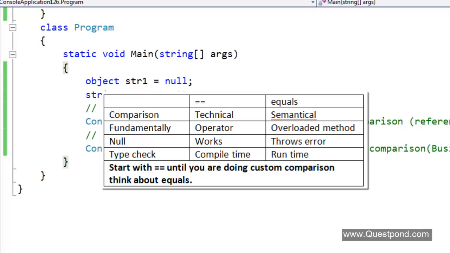So I hope that you enjoyed this video. In this video, we were trying to understand what is the difference between equal to and dot equals.